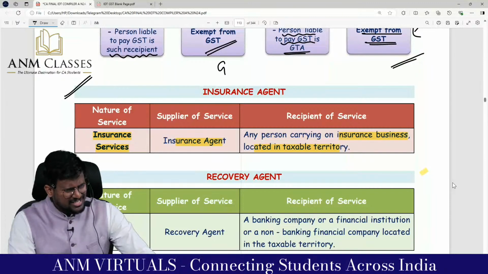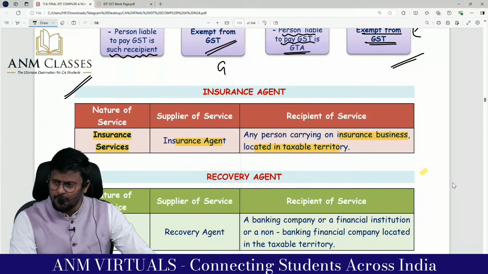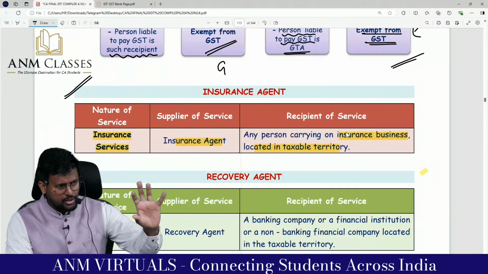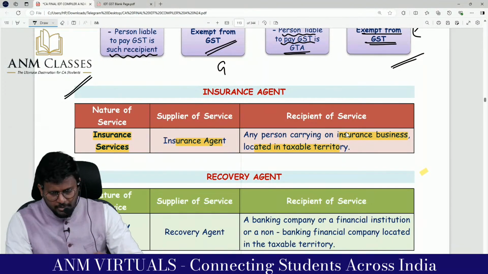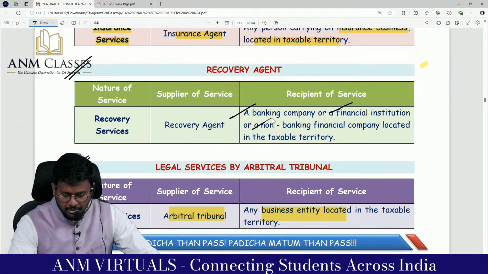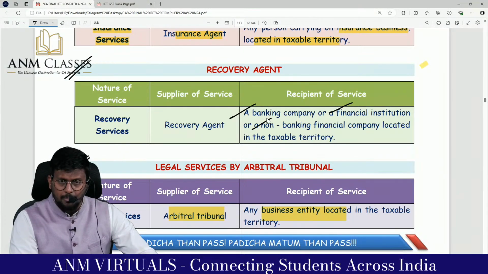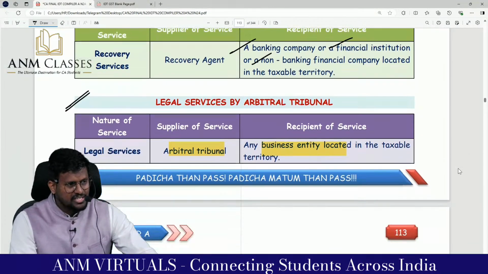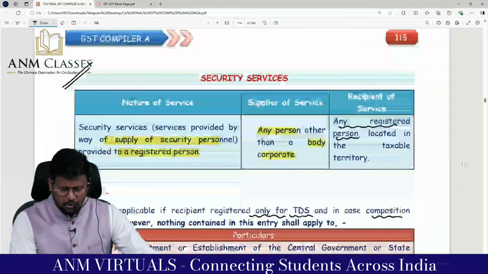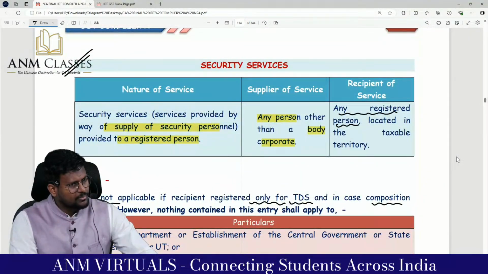With regard to insurance agent, service provider is an insurance agent, the service recipient is any person carrying on insurance business located in taxable territory. Then any person carrying on insurance business located in taxable territory is the person liable to pay GST on RCM basis. If the service provider is a recovery agent and the service recipient is banking company or financial institution or NBFC located in taxable territory, then the banking company, financial institution or NBFC located in taxable territory is the person liable to pay GST on RCM basis. If the service provider is arbitral tribunal and the service recipient is a business entity located in taxable territory, then the business entity located in taxable territory is the person liable to pay GST on RCM.